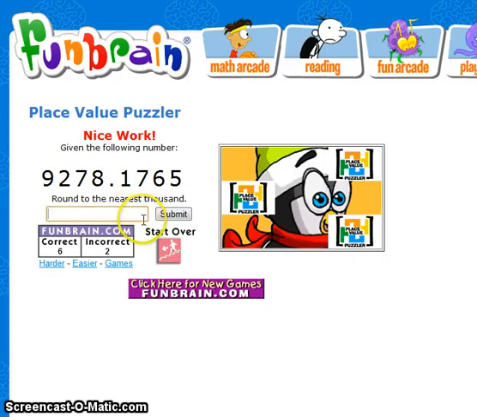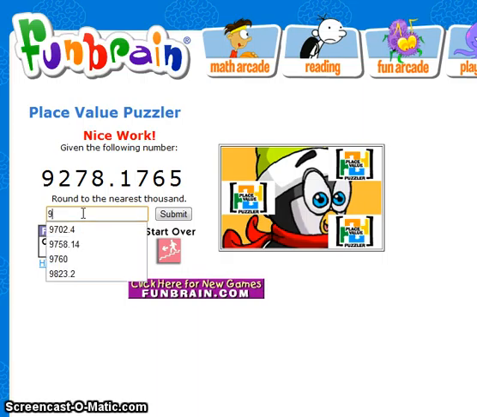Our next question is asking us to round to the nearest 1,000. You look to the right of the 1,000th place, and it's a 2. A 2 is less than 5, so it would not round the 9 up. The answer would be 9,000.